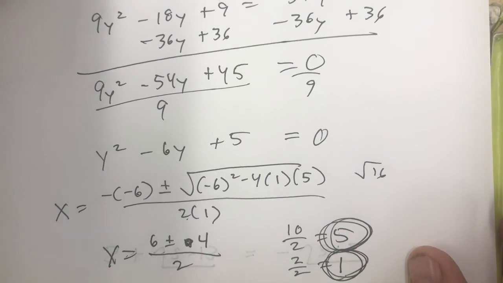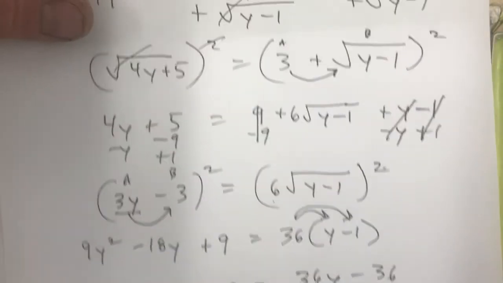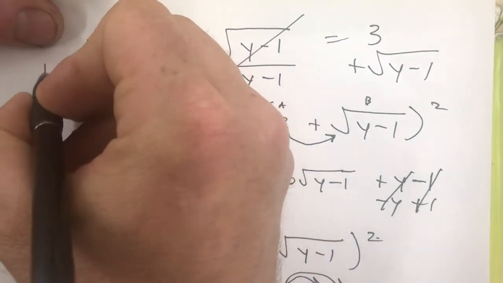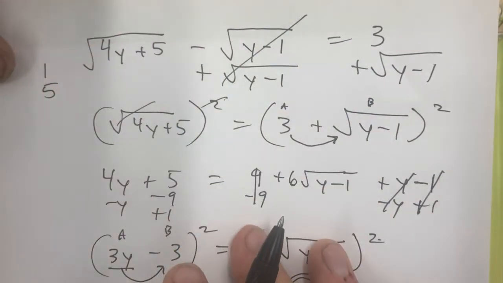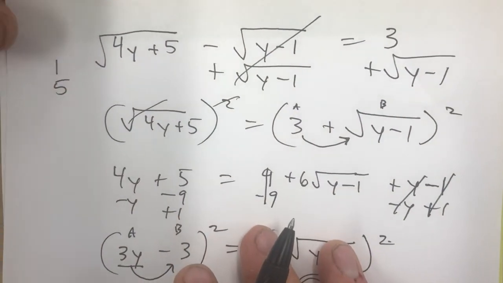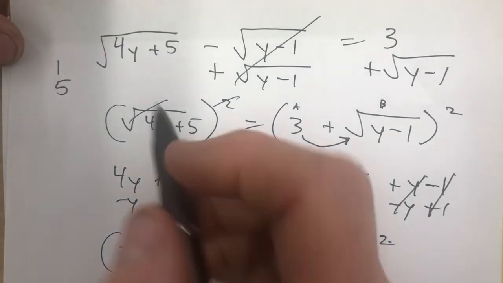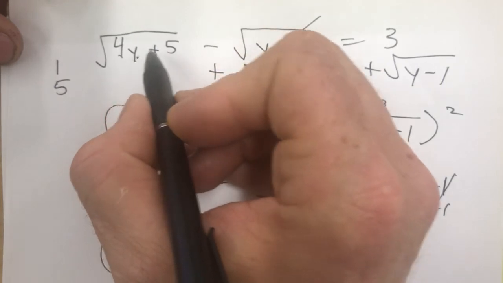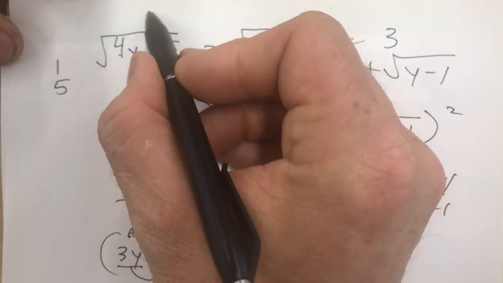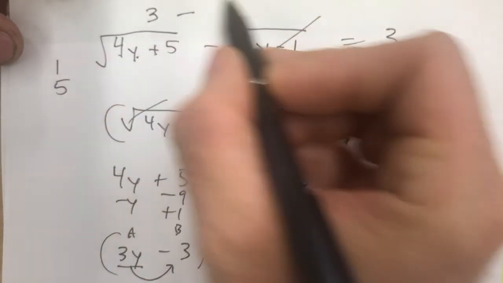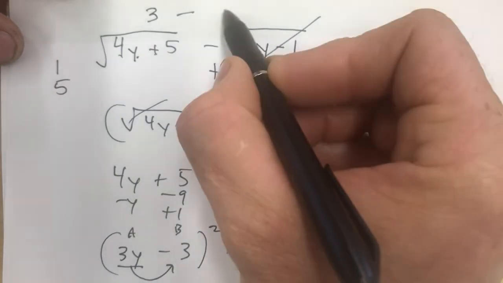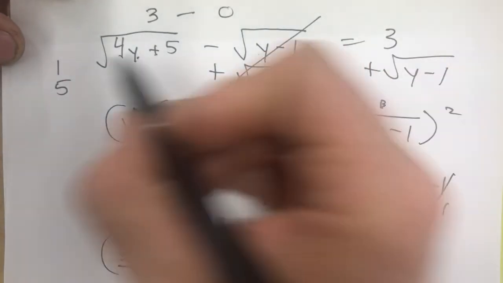But I could have extraneous solutions here, so we've got to go back up here and plug them in. I got 1 and 5. It could be they both work. It could be neither one of them works. So we got to check them. So let's try 1 first. If I put 1 in here, 4 times 1 would be 4, plus 5 would be 9. The square root of 9 is 3. Minus, if I put 1 in there, 1 minus 1 would be 0. The square root of 0 is 0. And 3 minus 0 is 3, so 1 works.